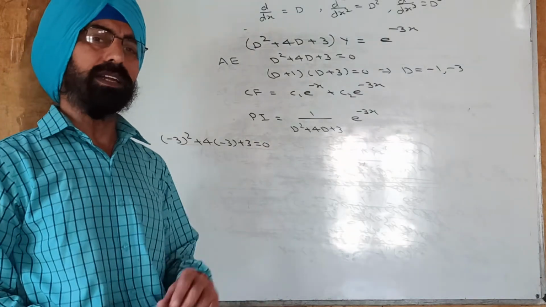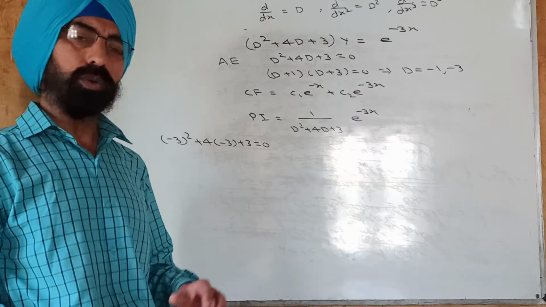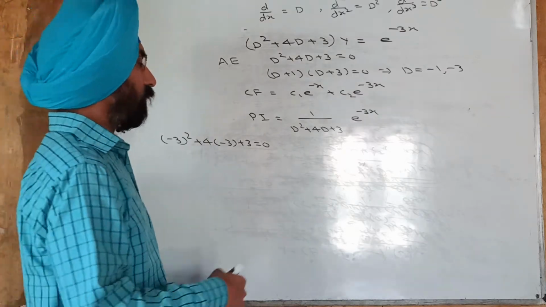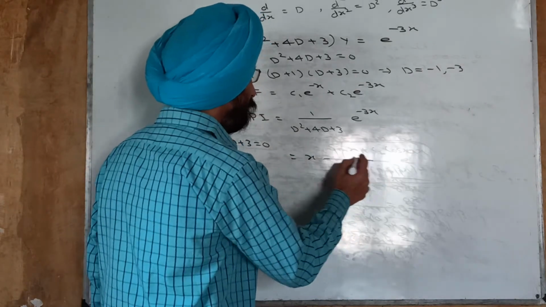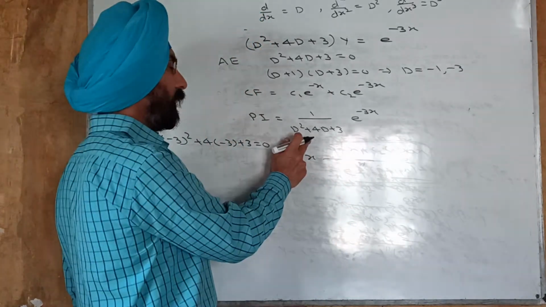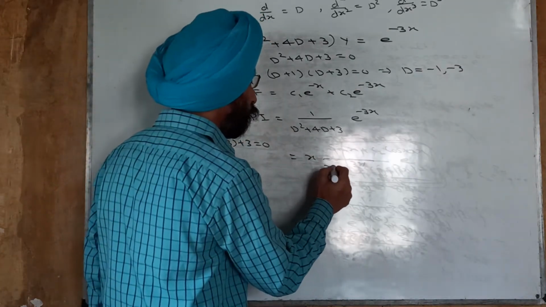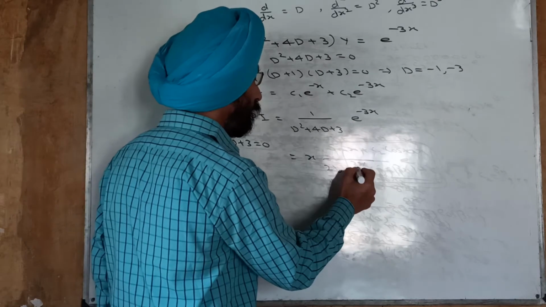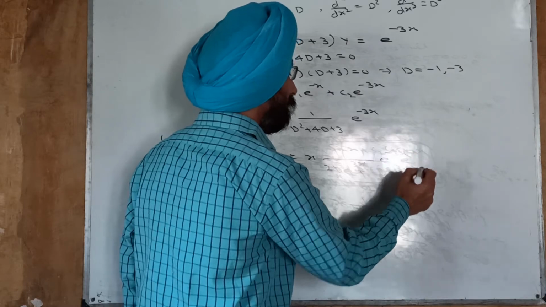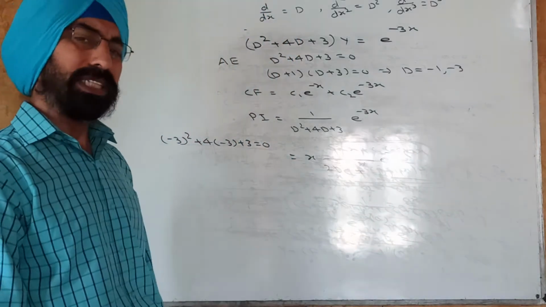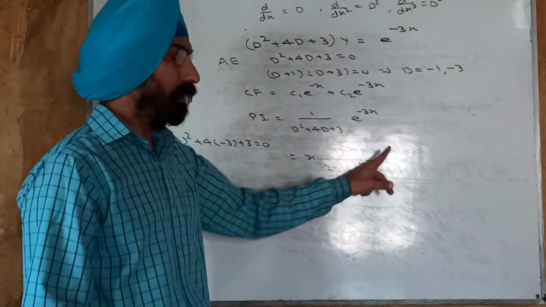So in case of failure, what we have to do? How do we have to proceed further? We will write x here and then 1/, we will differentiate f(D) with respect to D. So the derivative of D² is 2D, plus the derivative of 4D is 4, the derivative of 3 is 0, and e^(-3x). Once again, substitute D by -3.